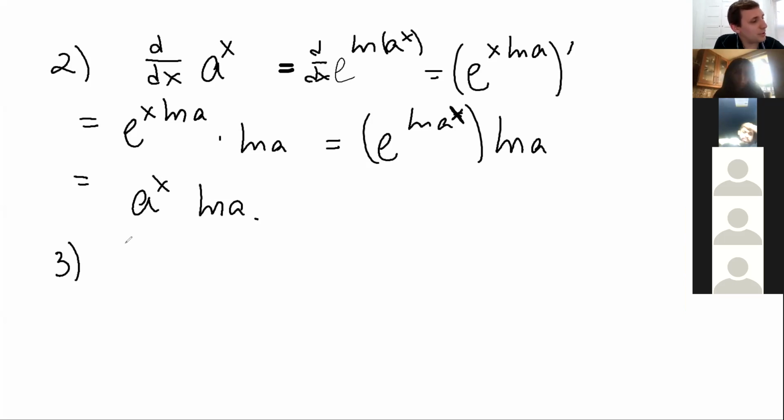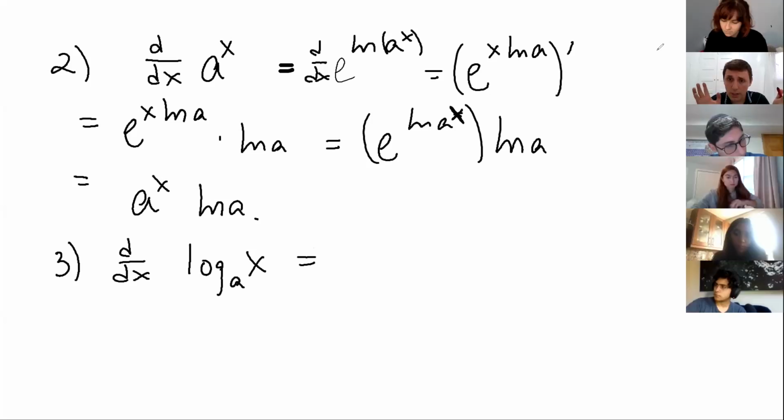The derivative of log base a of x, please, guys, calculate it, and of course come up with a way to show me in your notes not only what's the solution, which you can easily look online, but what's your strategy. Just a few lines that tell me what's your strategy.